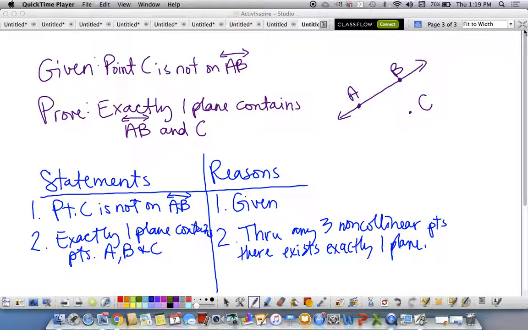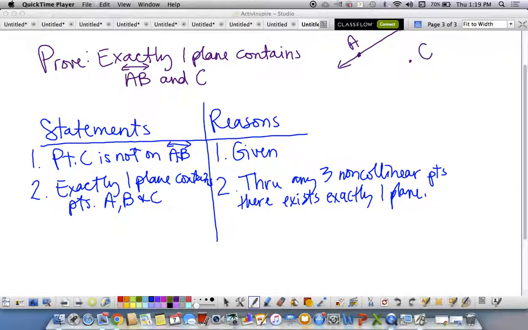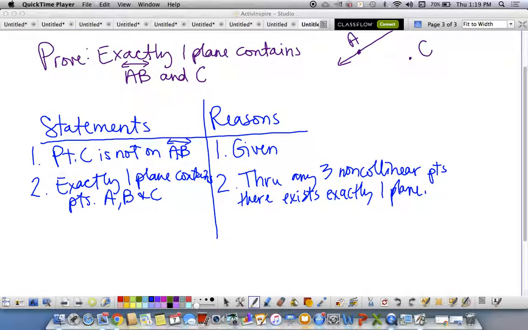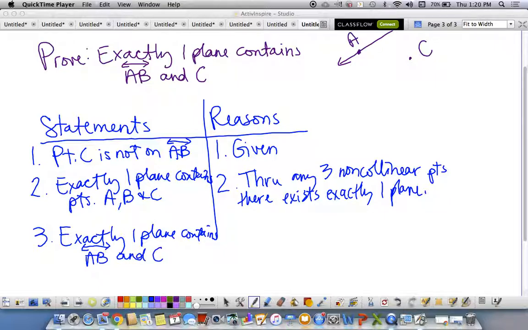Let's scroll just a little. And they say right now, at the third reason, exactly one plane contains line AB and point C. What did they change from this step to this step? What has changed in your statements? What did they change from step 2 to step 3?